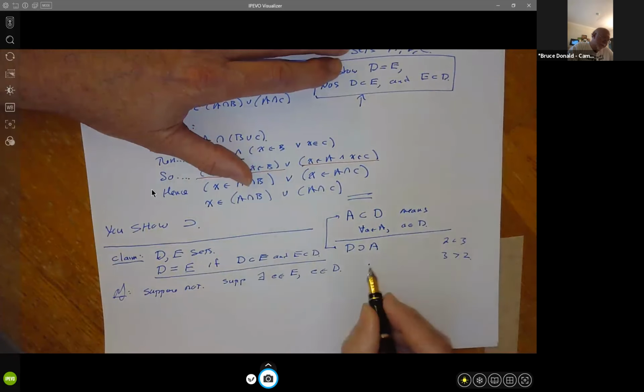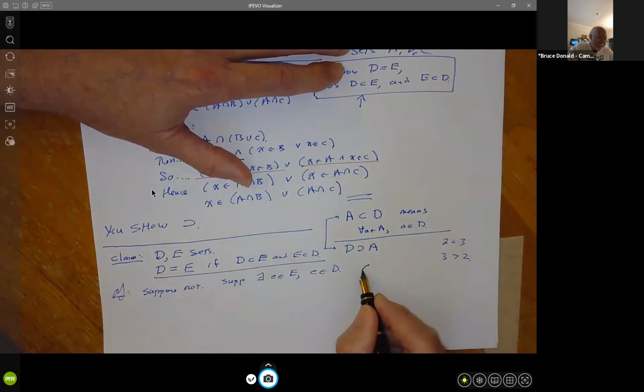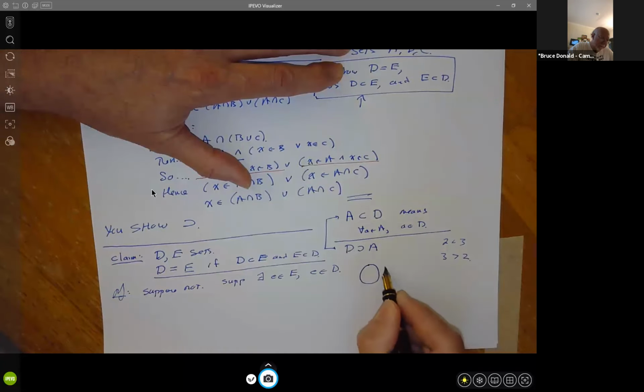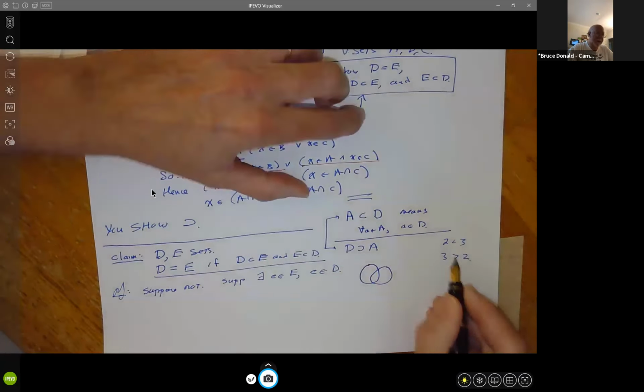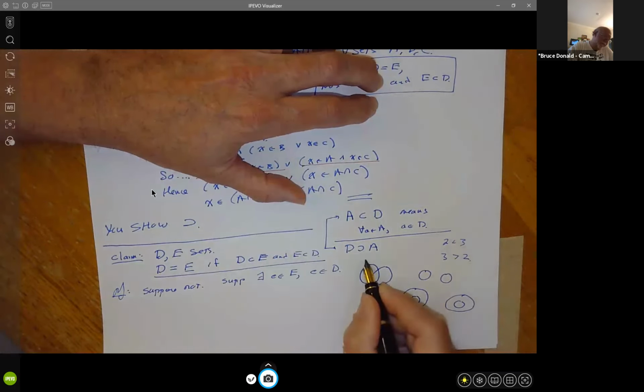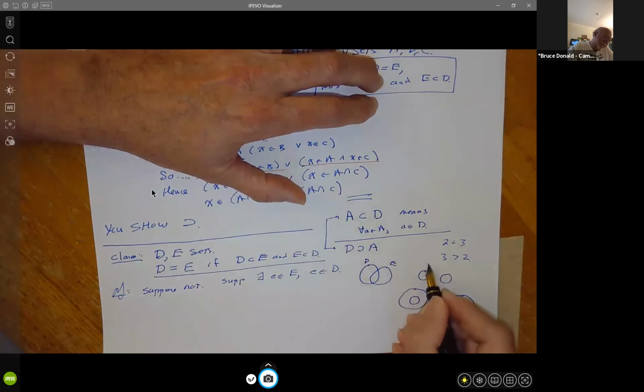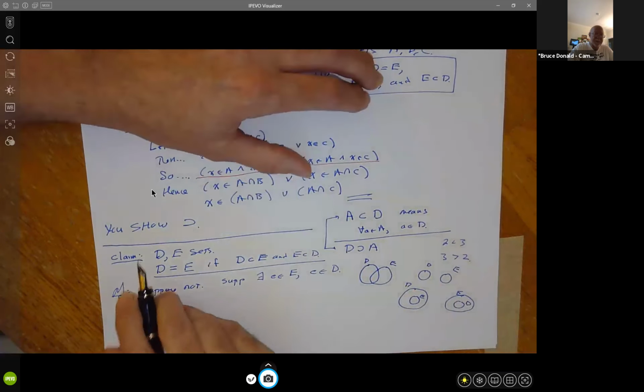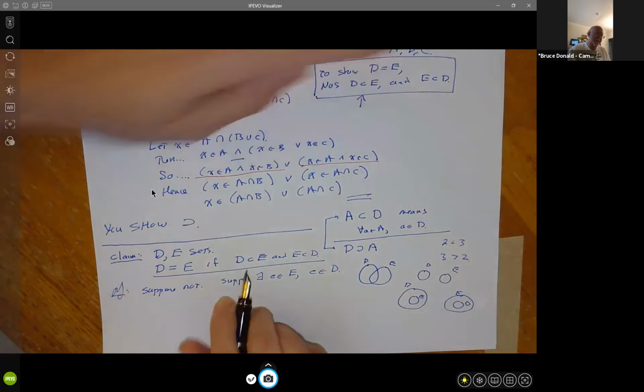So there could be a number of ways for the sets not to be equal. They could be not equal because they look like this. They could be not equal because they look like this, and like this, and they could be not equal because they look like this, right? So those are all the ways that the sets could not be equal. Let me ask, do you agree with what I just said?